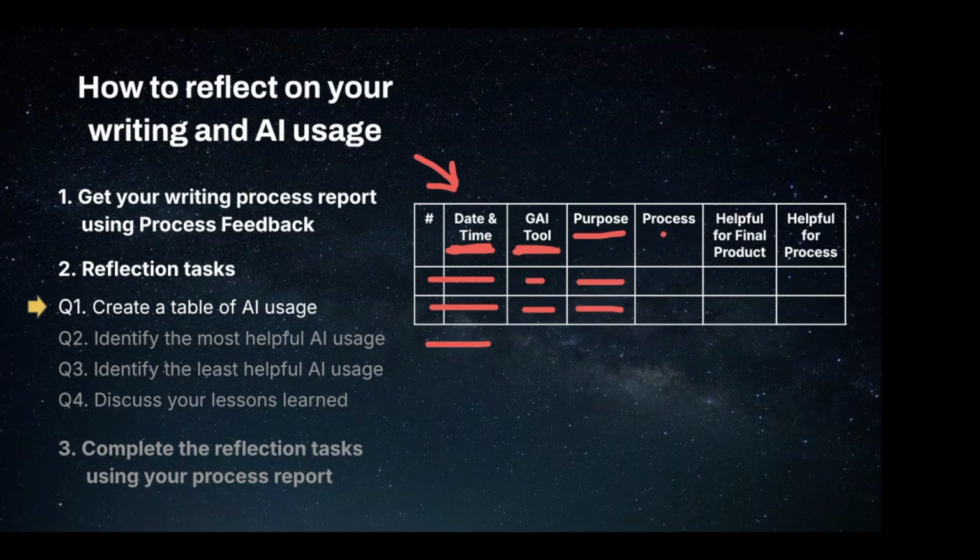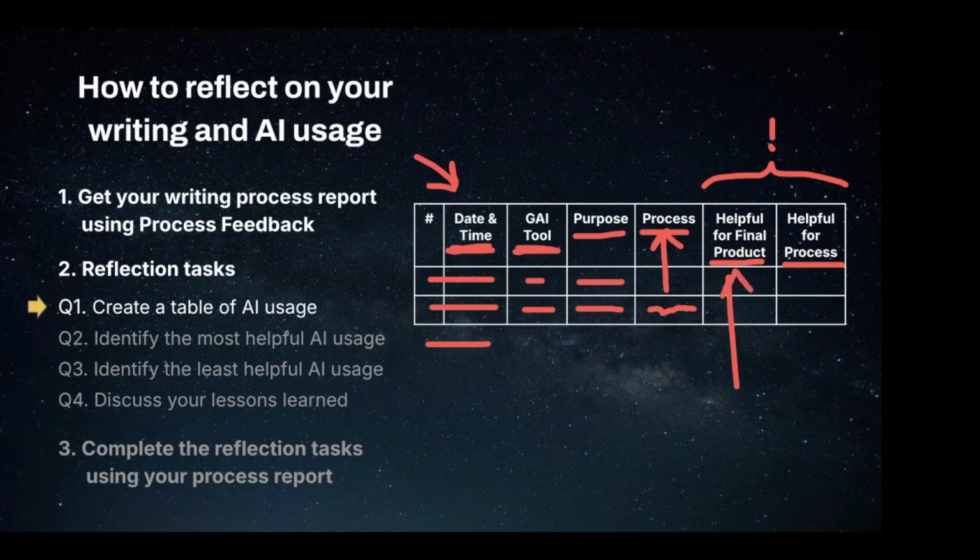In the process column, outline how you used AI. Did you refine multiple prompts? Or did you copy paste directly? Did you edit AI's response? Detail your approach. The last two columns are particularly important as they ask you to assess AI's impact on your final product and your overall writing process. The second last column evaluates AI impact on your final document.